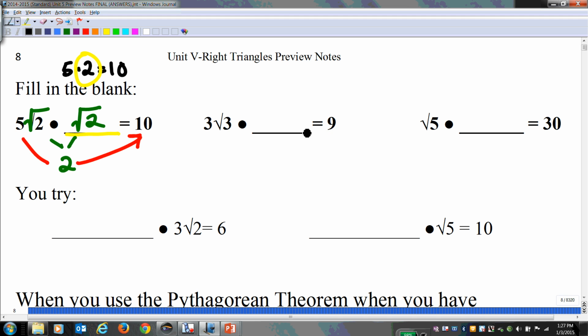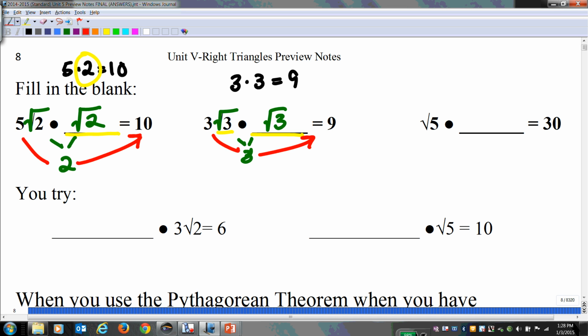3 root 3 times what is 9? Well, we know 3 times 3 is 9. So we ask ourselves, what times root 3 would just give us 3? And that's going to be another root 3. Root 3 times root 3 is 3. And 3 times 3 is 9.